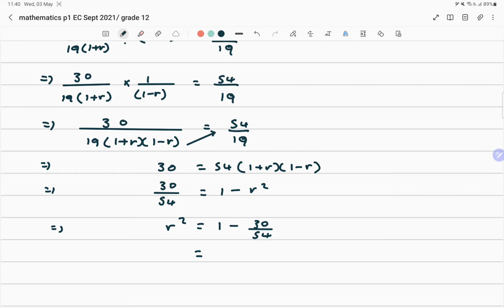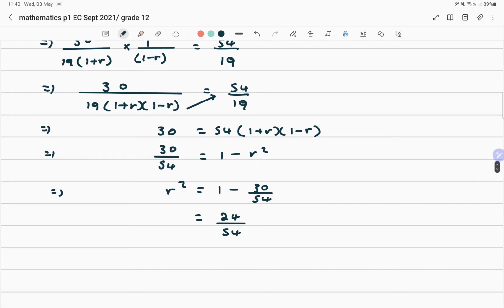Please, my brain, don't do this to me. 54 minus 30 is 24. Yeah, it's 24 over 54. Okay, which will also simplify into 4 over 9.